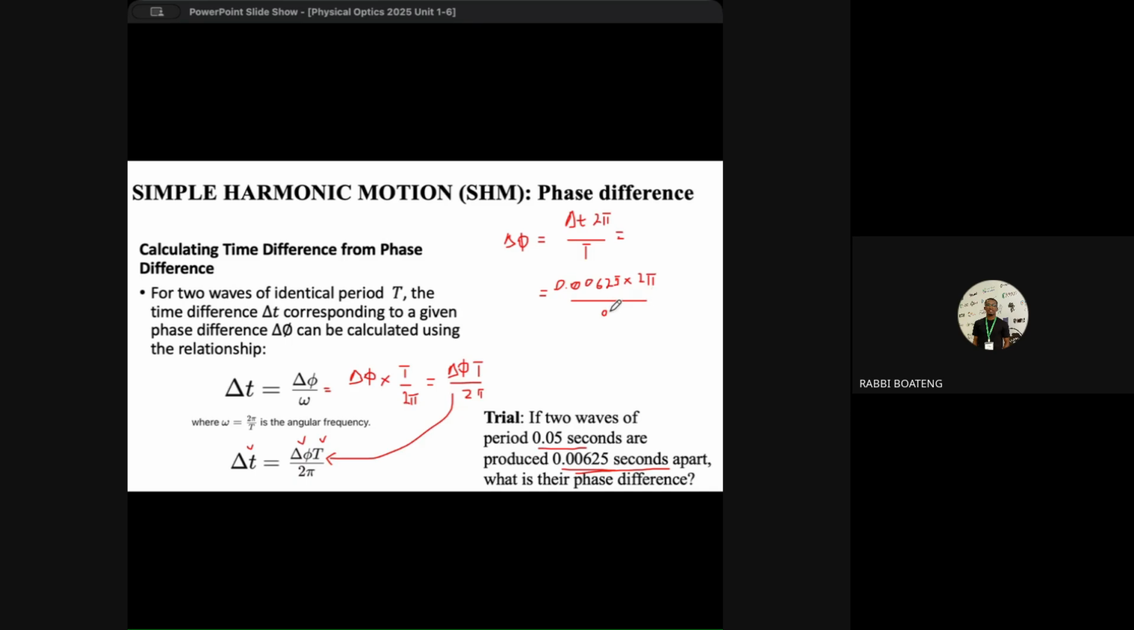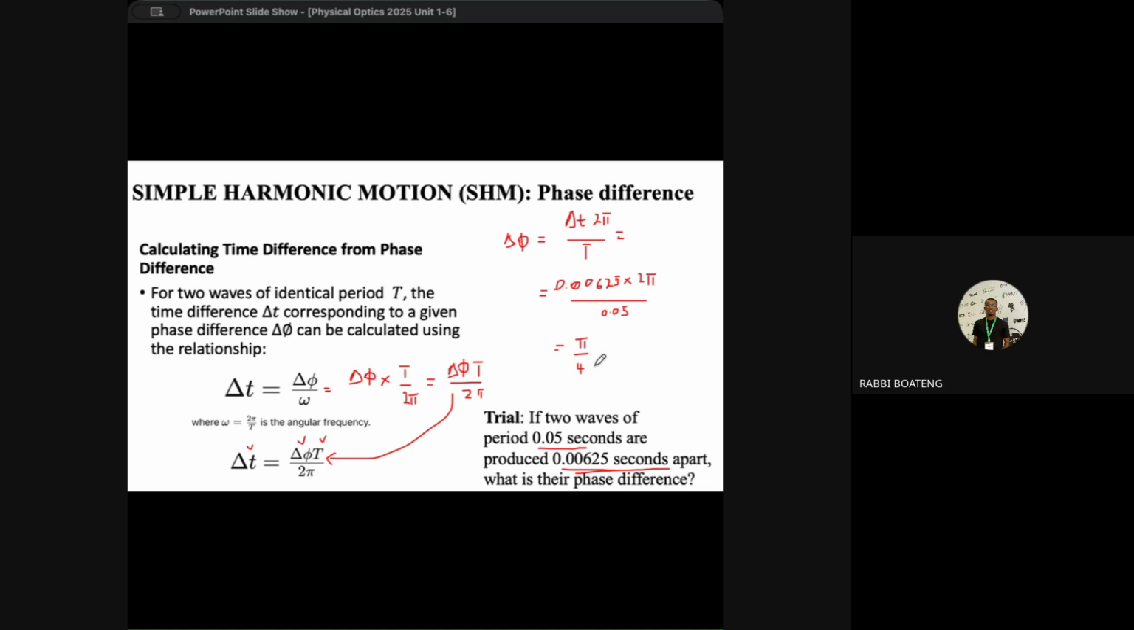Please, I'm listening. Yeah, that's how I did it. And I had pi over 4. That's how you did it. Pi over 4. So when you simplify the 0.00625 over, you get 1 over 8. So 1 over 8 times 2 pi would be pi over 4 rad.